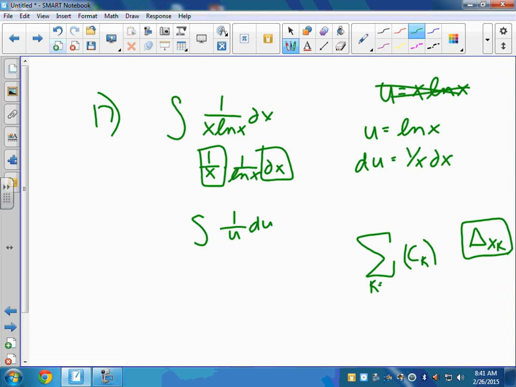This one's kind of cool, because when you take the integral of 1 over u, you get ln of u, and u was ln of x. So you get ln of the ln of x, which is not ln squared. That would be ln of x times ln of x. Like that would be your answer.